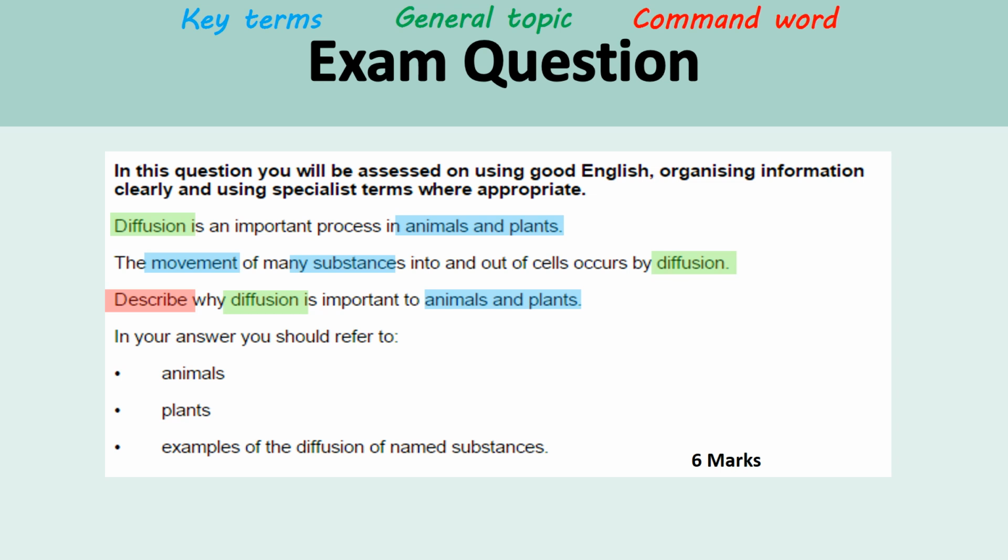So diffusion is an important process in animals and plants. The movement of many substances into and out of cells occurs by diffusion. Describe why diffusion is important to animals and plants. And we should be referring to the different places where it happens in animals and plants, and what is actually happening. It's going to be worth 6 marks. So this is a good time to practice some of those 6 markers. So I'd like you to pause the video and have a go at doing a 6-mark answer for this question.